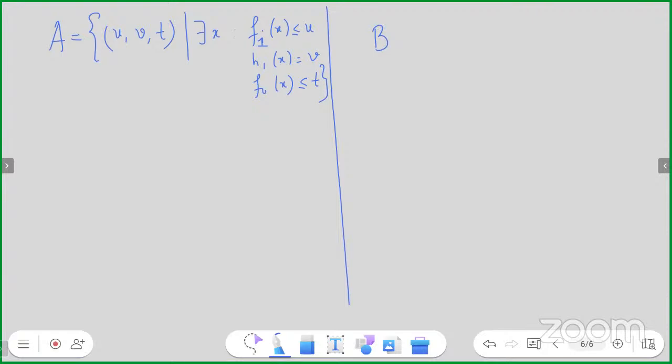Getting the x tilde, get f1 of x tilde, h1 of x tilde, and f0 of x tilde. It's actually a representation of the power. And set B is even more interesting: 0, 0, S, where S is greater than P star. Okay.